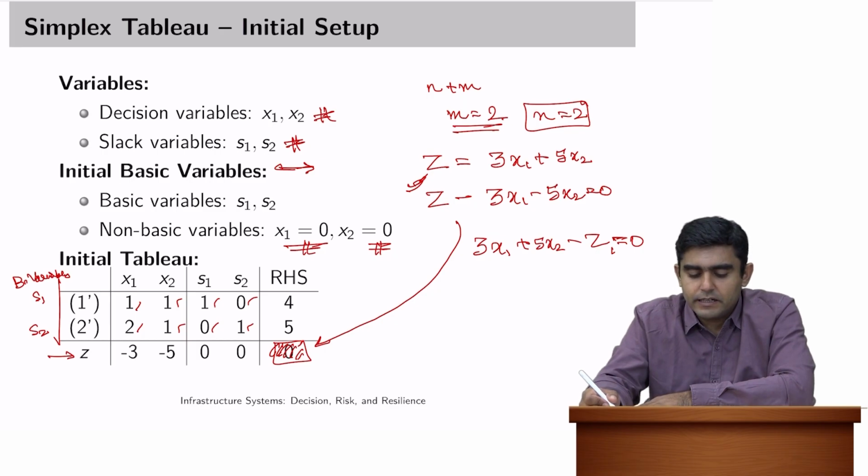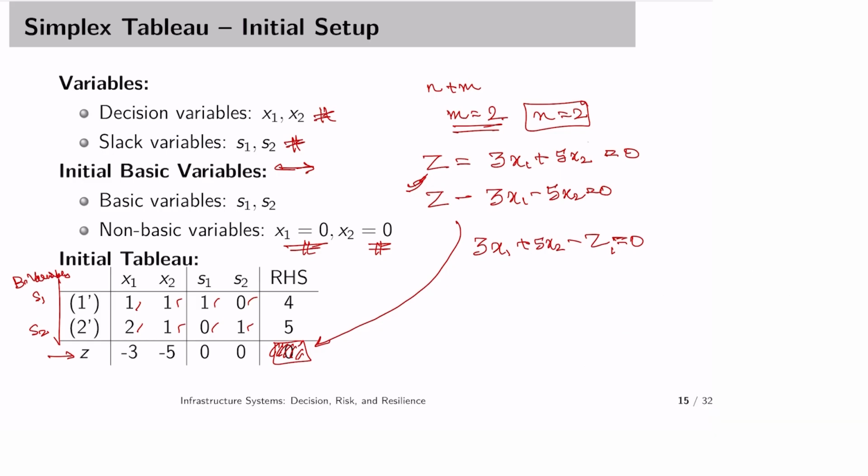Now when x1 and x2 equal 0, our objective function takes the value of 0, and we can certainly do better if this is a maximization problem. What is the best way to improve on 0? We start increasing the values of x1 and x2. Now to increase the value of x1 and x2, we have to move one of them, x1 or x2, from the non-basic variable vector to the basic variable vector.